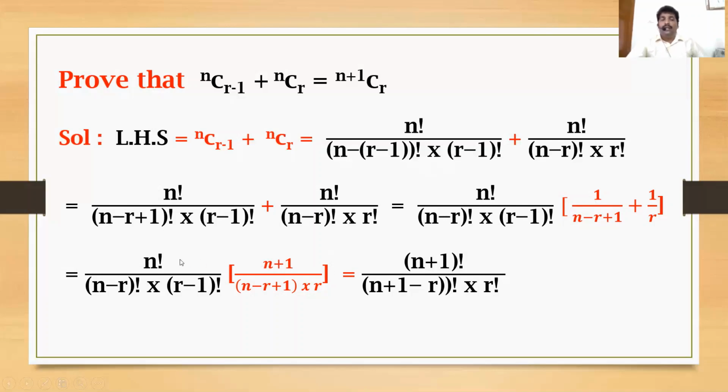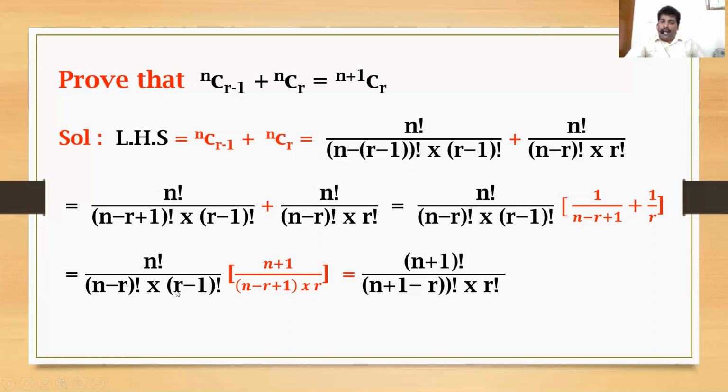Now if you observe here, the total numerator is (n plus 1) into n factorial. (n plus 1) into n factorial gives (n plus 1) factorial. In the denominator also, (n minus r plus 1) into (n minus r) factorial is (n plus 1 minus r) factorial. Same thing only we have written here, (n minus r plus 1) factorial. Again, if you multiply these two, (n minus r plus 1) into (n minus r) factorial, you'll get (n plus 1 minus r) factorial into r into (r minus 1) factorial.